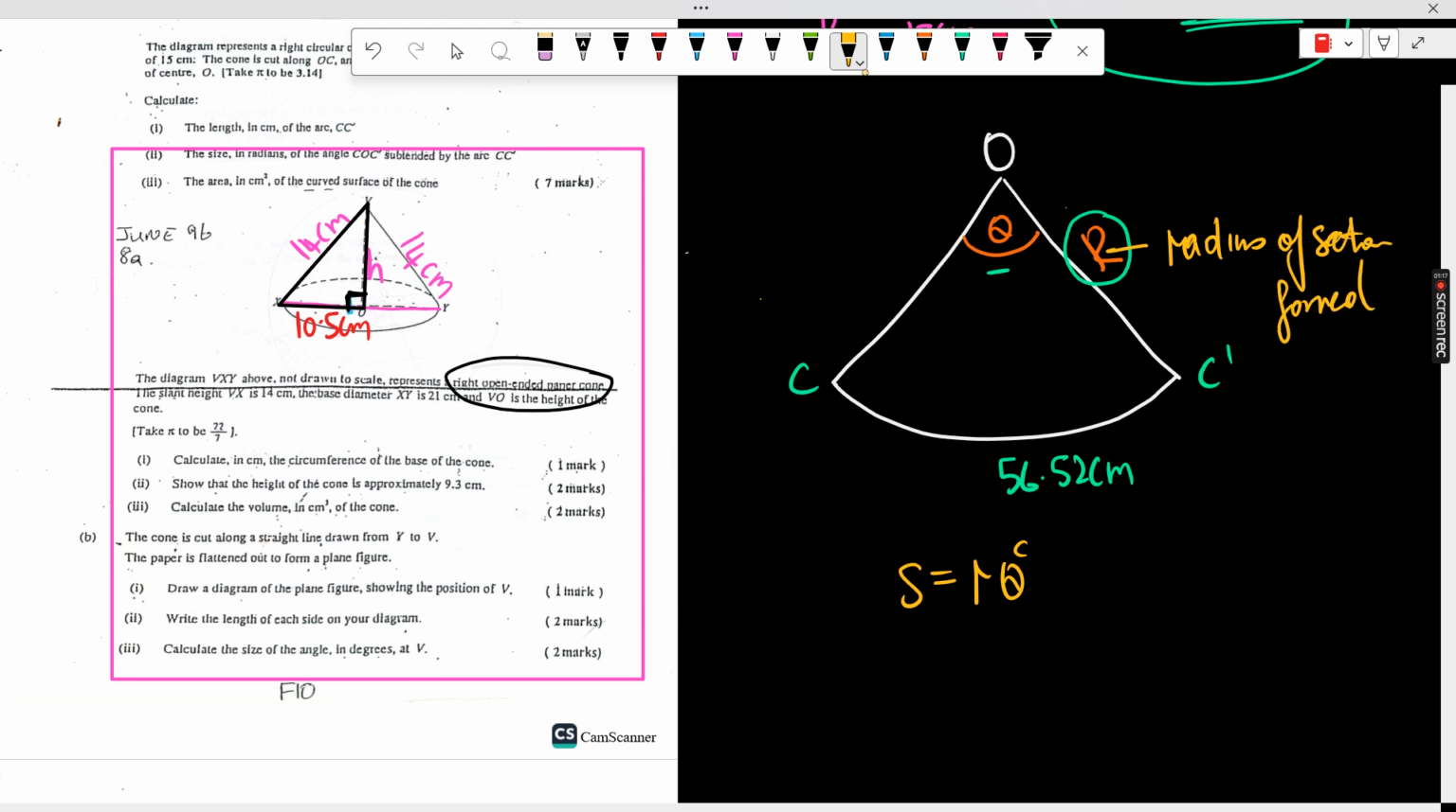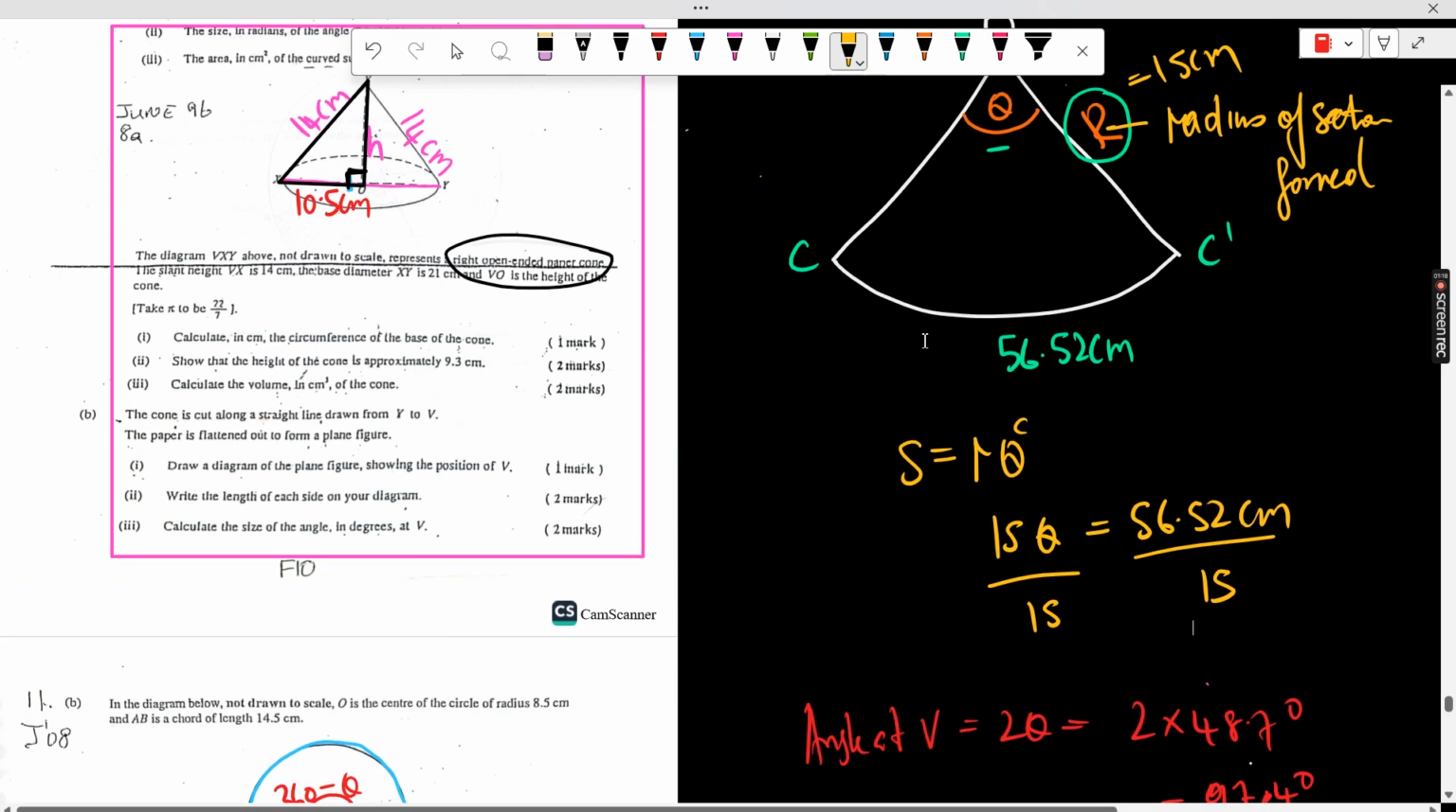So basically, when you put these values into the formula, the radius R is equal to 15, because we had it from before. So this is equal to 15 centimeters. So we can say that 15 theta is equal to 56.52 centimeters. And therefore, divide both sides by 15, and that is how we get the angle in radians. Tell me if that is making sense.